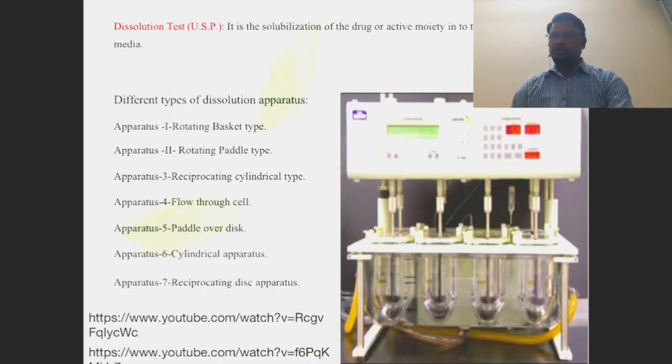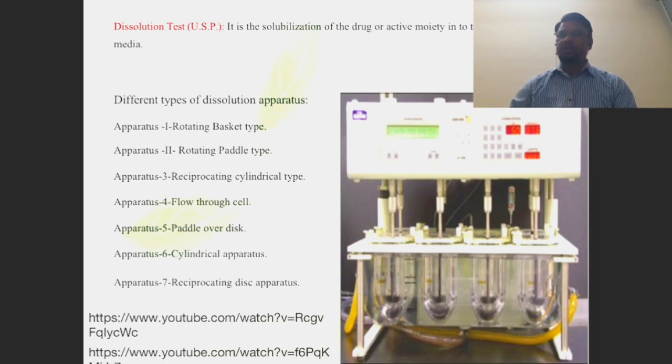Okay, so dissolution, you can see how the apparatus looks. One is the rotating basket type, second is the rotating paddle, then reciprocating, then flow through cell, paddle over disk, cylinder, reciprocating holder; these types of machines. This is very important because whenever we take a tablet, it should disintegrate. If it is not disintegrating, then what is the use of the tablet?